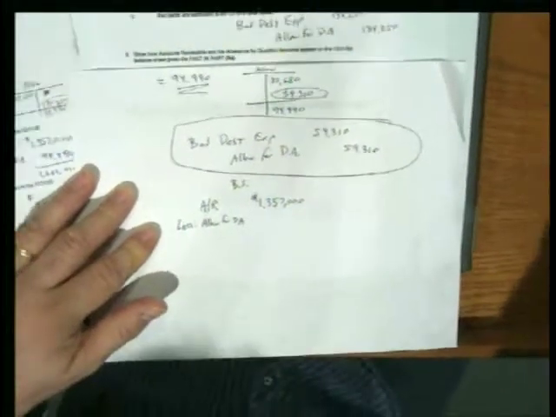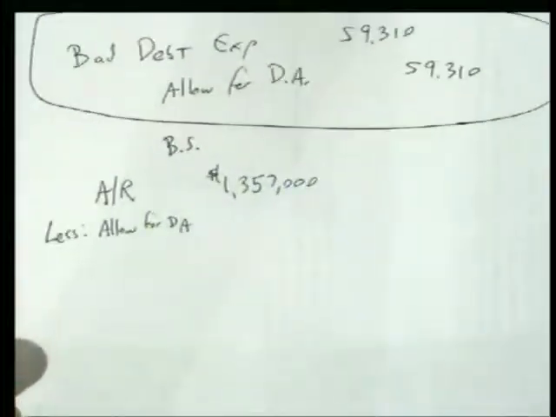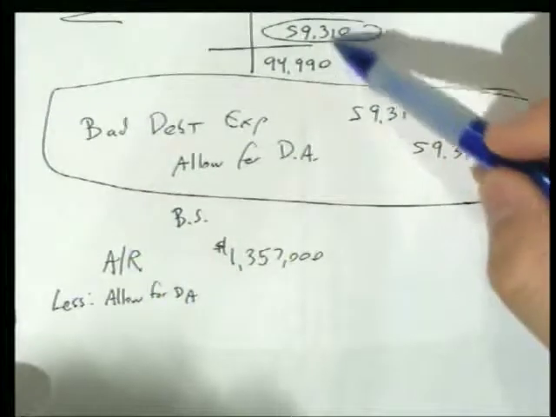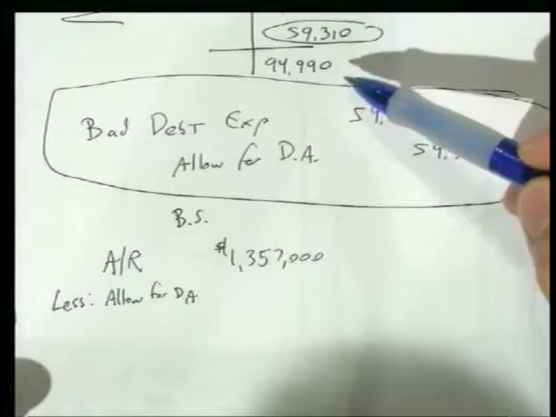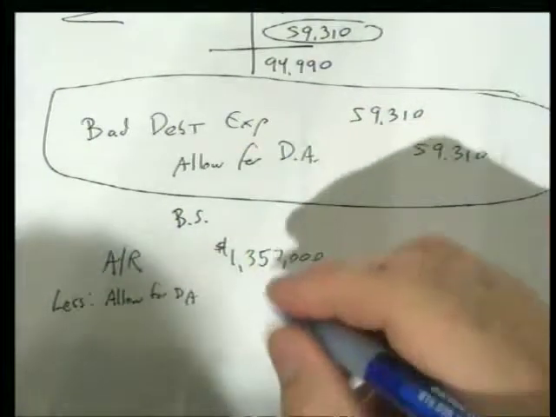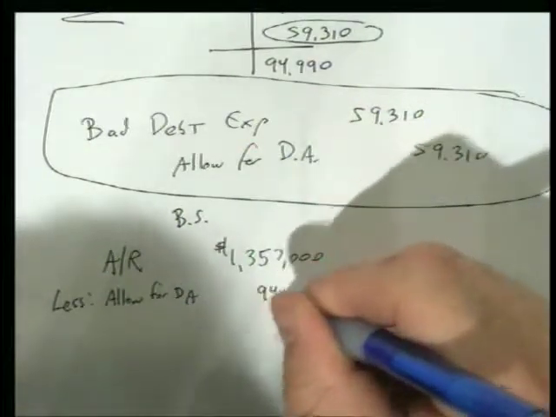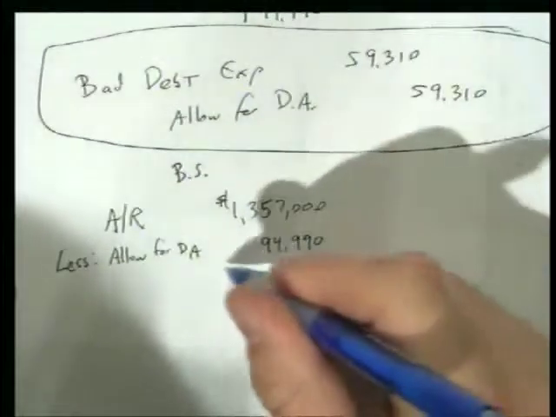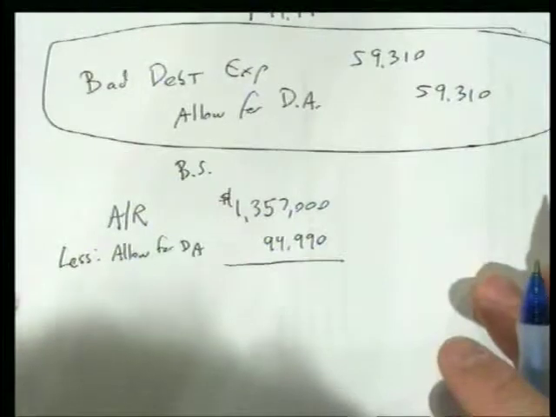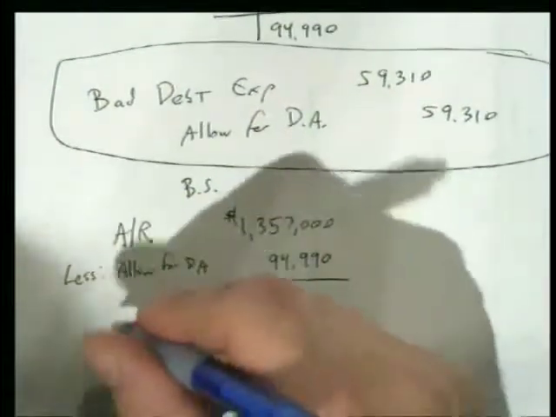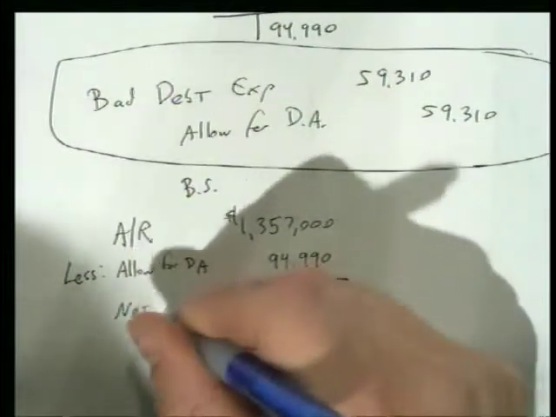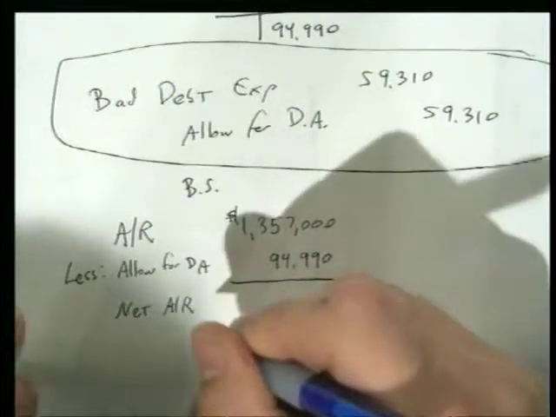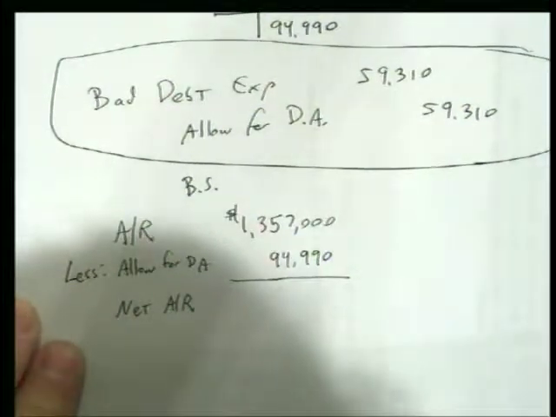Let me zoom in a little. And how much is that? That ending balance is 94,990, correct? Now somebody will have to tell me this number. And so the net AR, what is it?